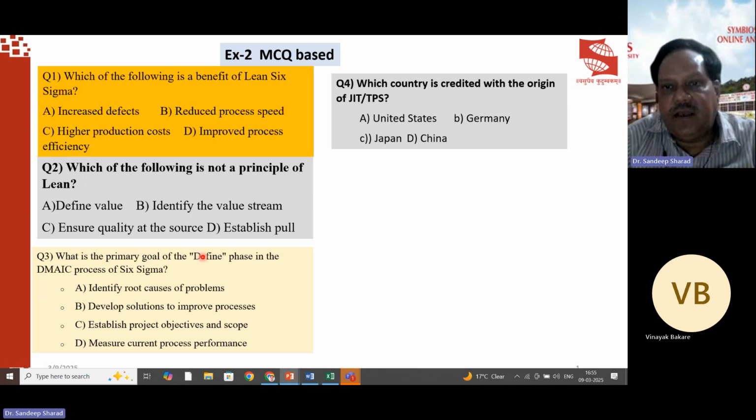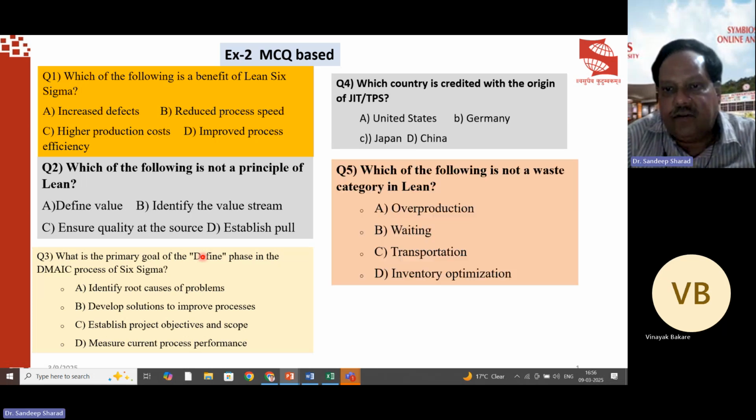Which country is credited with the origin of JIT and TPS? I think it is Japan. Which of the following is not a waste category in Lean? Overproduction, waiting, transportation, inventory optimization. So inventory optimization is not a waste category in Lean.